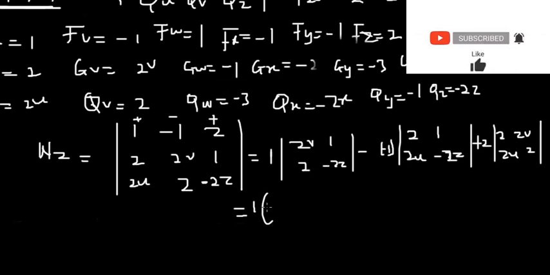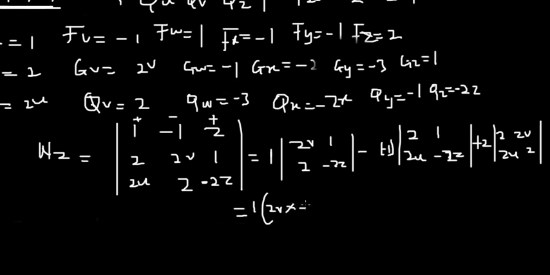So we have 2v multiplying negative 2z. Okay, minus 1 multiplying positive 2. This one side, and then since this is negative, this will become positive 1. Okay, that will become positive 1. So let's group that and let's proceed from there.